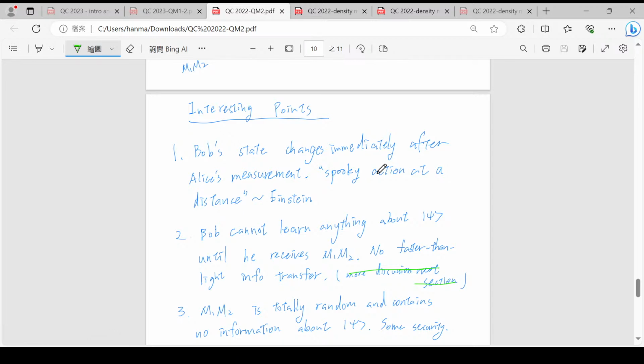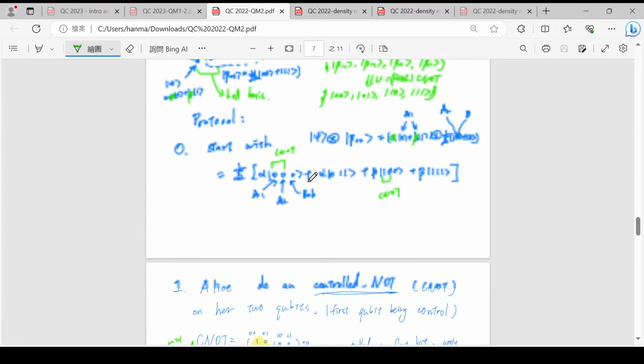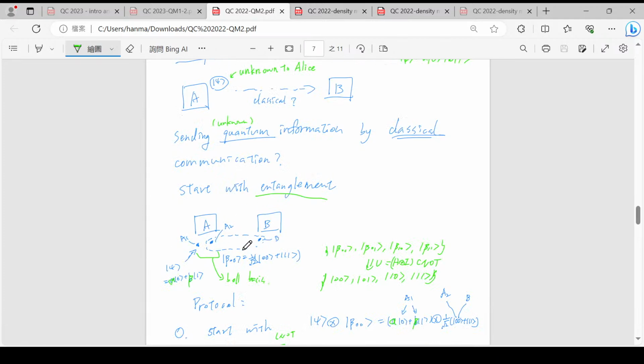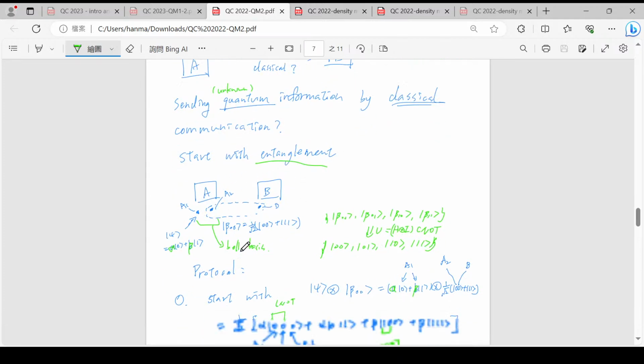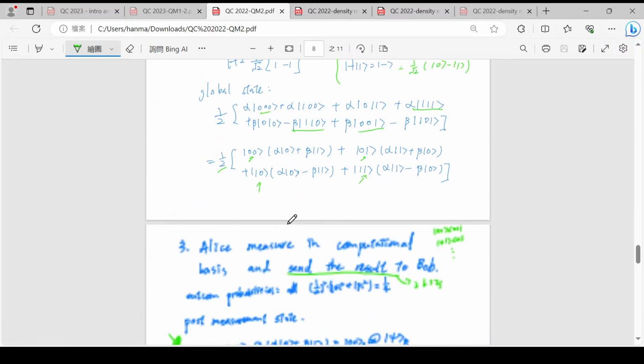It doesn't care about physical distance. Alice and Bob can be really far away. There is no physical restriction on how far apart Alice and Bob are. But when Alice measures her side of the joint state, she collapses her part into 00, 01, 10, or 11, and Bob's side gets correspondingly chosen into one of the four.